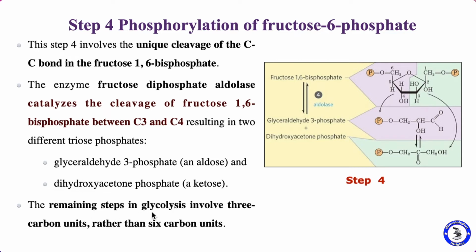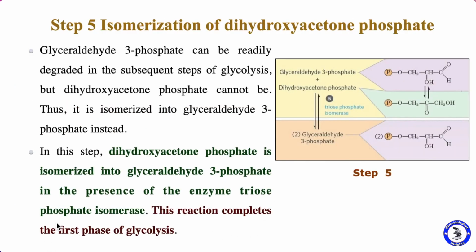The remaining steps in glycolysis involve 3 carbon units rather than 6 carbon units, because till now we saw the structure as a 6 carbon molecule. Now the remaining steps have only 3 carbon units. And the fifth step is the isomerization of dihydroxyacetone phosphate. So isomerization means it can change from one isomer to another.